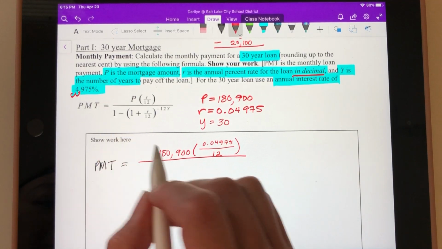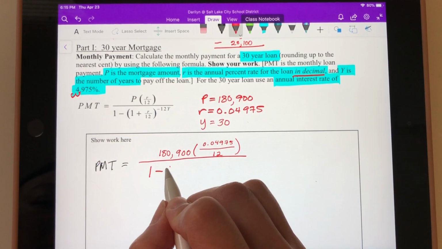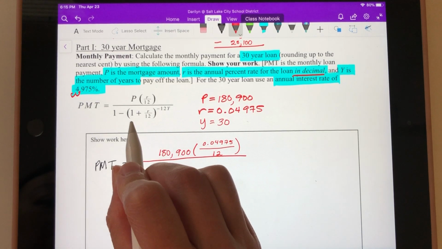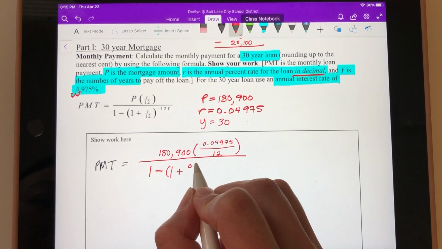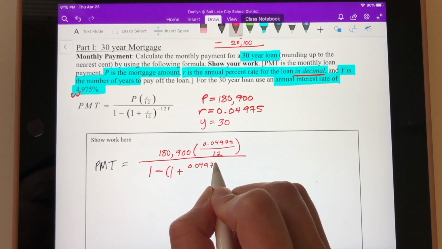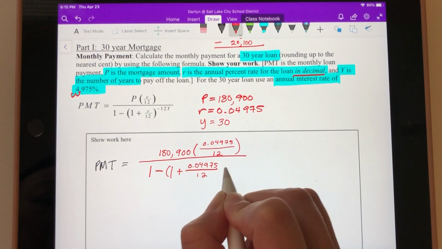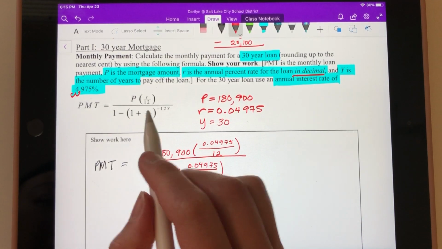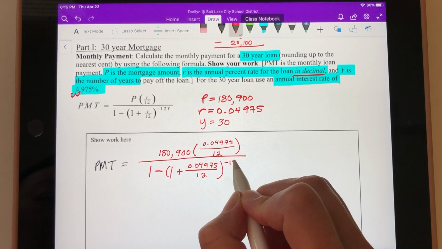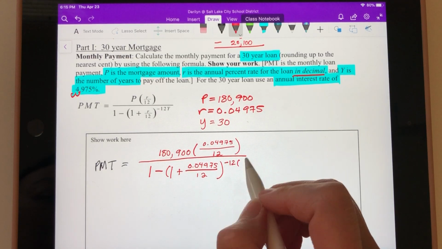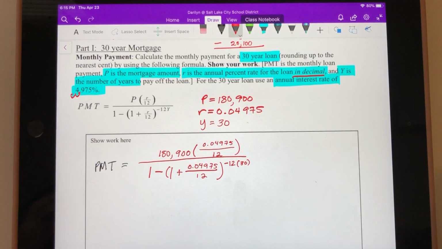So now the bottom part. I have a 1 minus parenthesis 1 plus R over 12. Again, 0.04975 over 12 to the exponent. So that's an exponent of negative 12 times my Y value, which is 30 years.